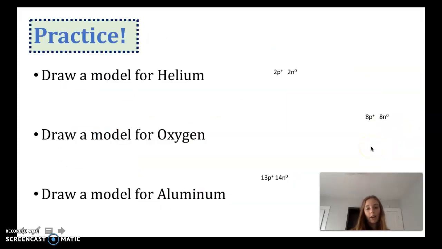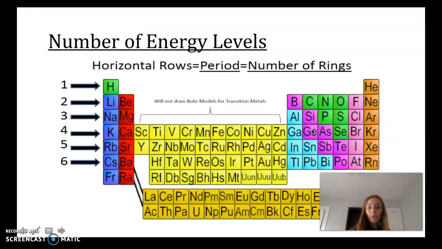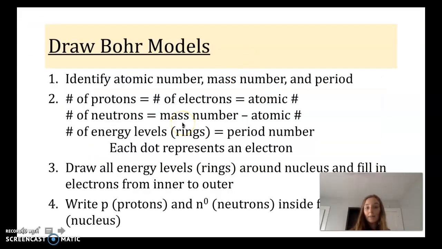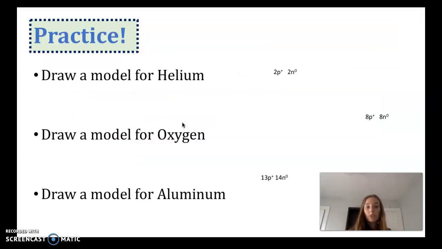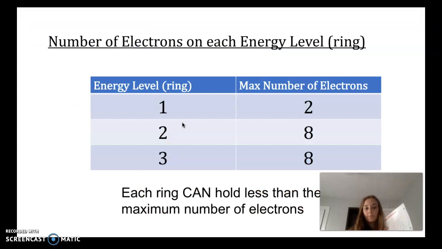So if we needed to draw a model for helium, I accidentally showed you the number of protons and neutrons already, but of course I would follow those steps. First I need to identify the atomic number, the mass number, and the period. So I find helium, I find it has 2 protons, because that's the atomic number, and then the mass number is 4. Next, I can figure out how many neutrons it has. So 4 as my mass number minus 2 for my number of protons will give me 2 neutrons.